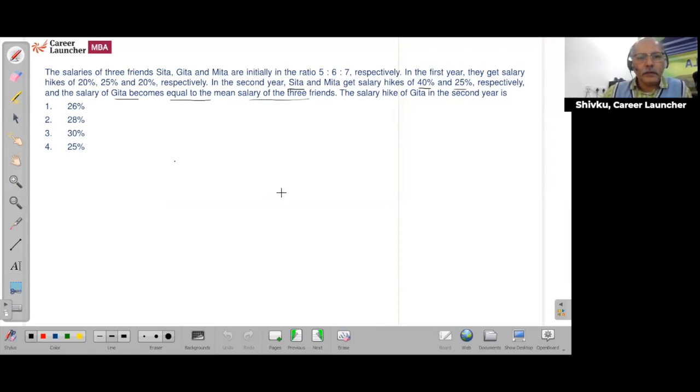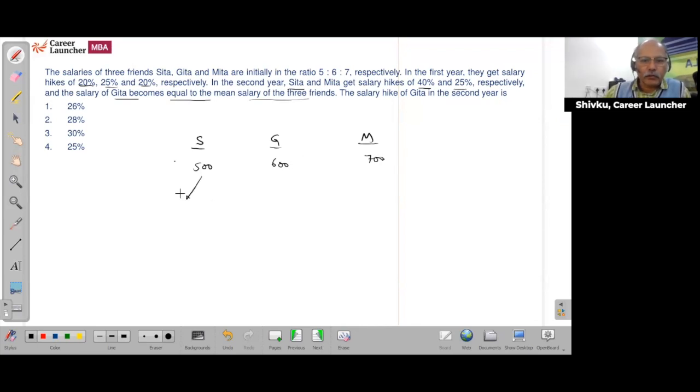The salaries of three friends, Sita, Geeta, and Meeta, are initially in this ratio. They get salary hikes of 20%, 25%, and 20%. In the second year, Sita and Meeta get salary hikes of 40% and 25% respectively. Okay. Now you want to find out what is the salary hike of Geeta in the second year. So let's say Sita, Geeta, and Meeta. In order to make my calculations a little simpler, let me say that Sita has 500 bucks as a salary, 600 a year, 700 a year.